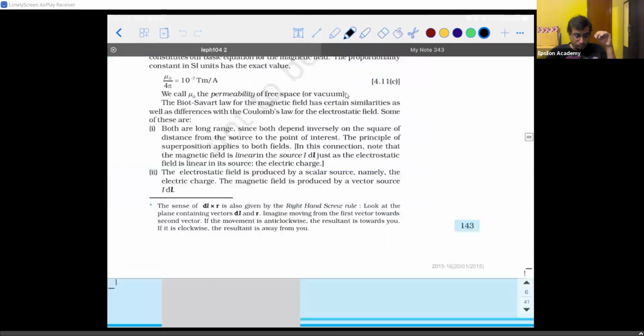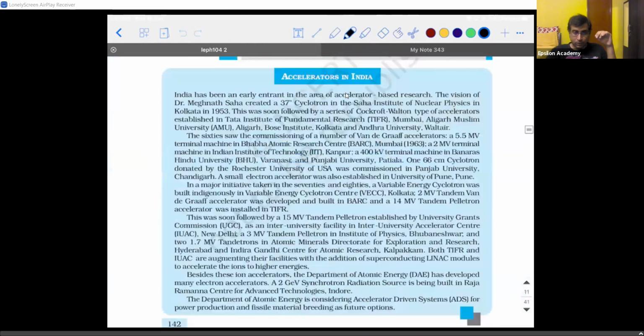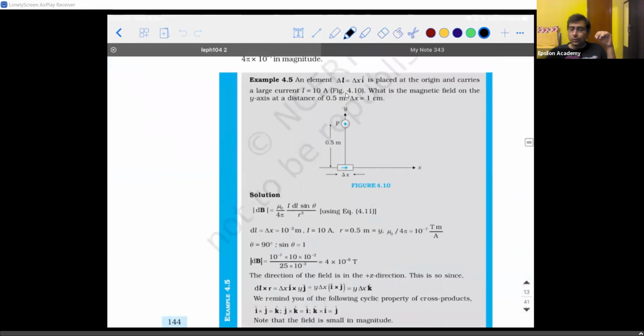Okay. Next. So next concept is, we'll do one last problem and then we'll wind up. So this is a problem based on Biot-Savart law, which we discussed yesterday. So an element where delta L is equal to delta X times I cap is placed at origin and carries a large current I equal to 10 ampere. What is the magnetic field on the y-axis at a distance of 0.5 meter, and delta X is equal to 1 centimeter?